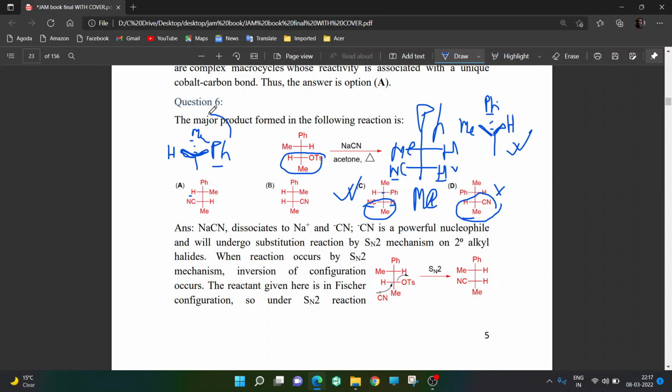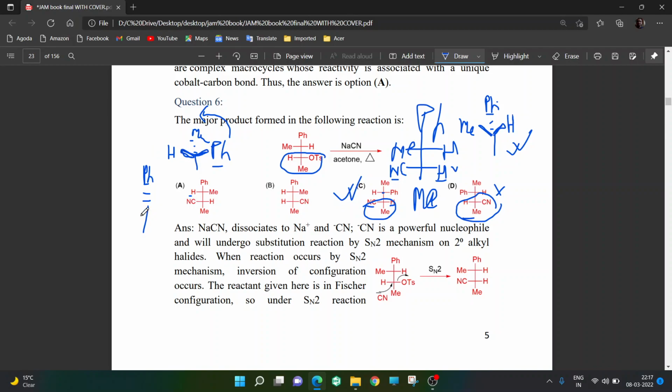So if I rotate 120 degrees like this, then what happens? Ph goes in the place of Me, Me comes in the place of H, and H goes in the place of Ph. So what do we get? We get Ph away from the viewer, okay, and then what happens?